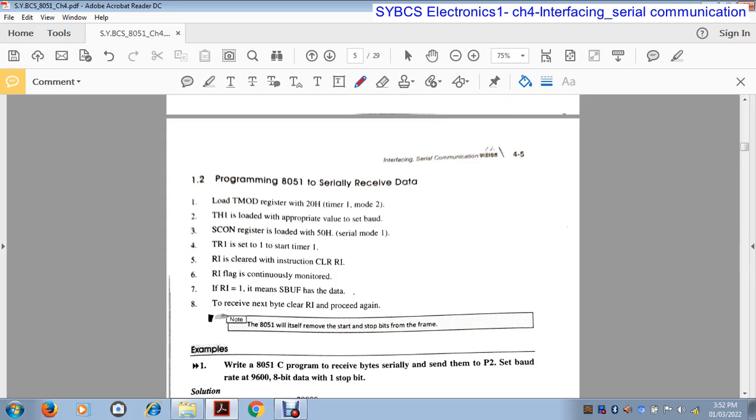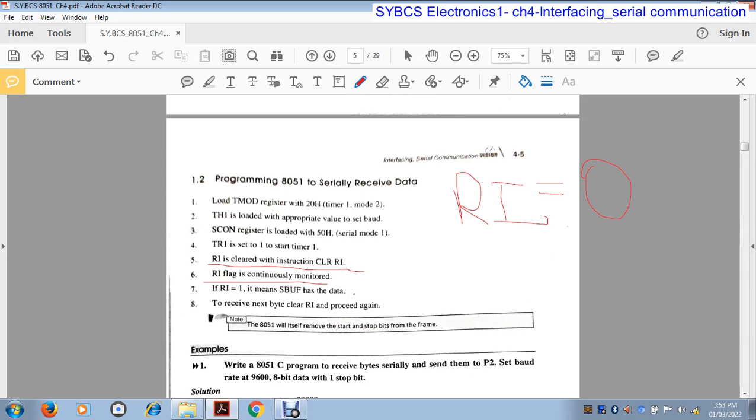The RI flag is continuously monitored. If RI becomes 1, it means that SBUF has the data. To receive the next byte, clear RI and proceed again. When the timer starts, the RI flag should be clear. RI flag equal to 1 indicates that the receiver has received the information. So receiving information is in process, and the RI flag is continuously monitored.